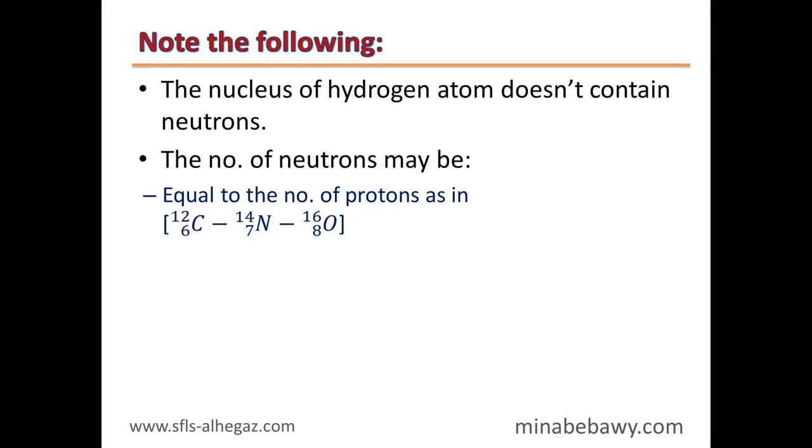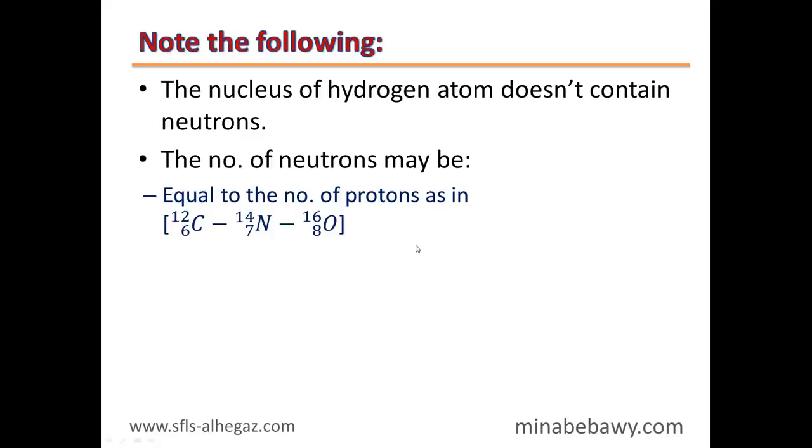carbon 6-12, nitrogen 7-14, oxygen 8-16. The number of protons in carbon is 6, and the number of neutrons also equals 6. The number of protons in nitrogen is 7. The number of neutrons is equal to 14 minus 7, which is also 7. The number of protons in oxygen is 8. The number of neutrons in oxygen is equal to 16 minus 8, also 8.